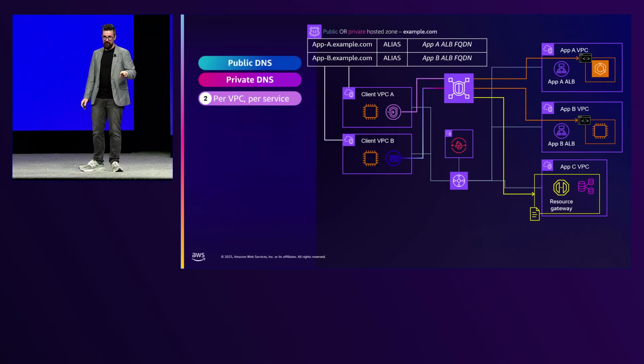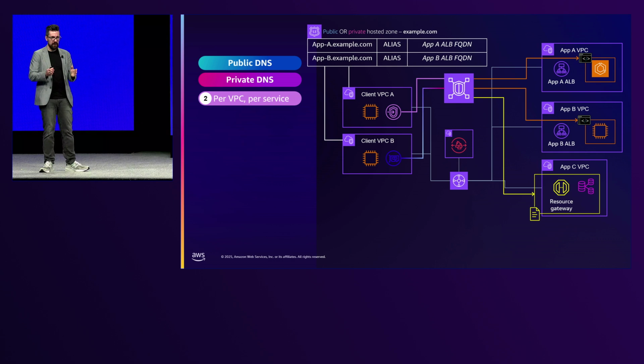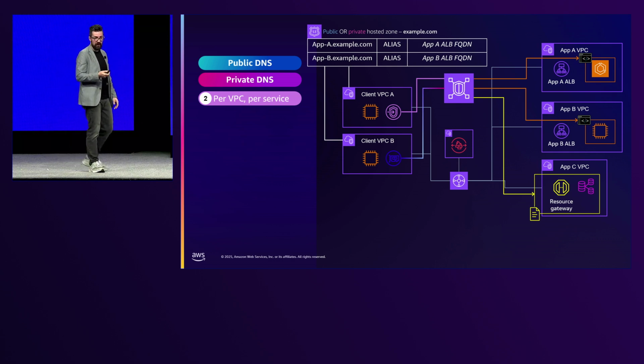So that was the first option. Again, there was some variation there depending on which DNS form we were using, but for the second one, it's going to be functionally the same whether we're using public or a private hosted zone, in this case, for example.com.